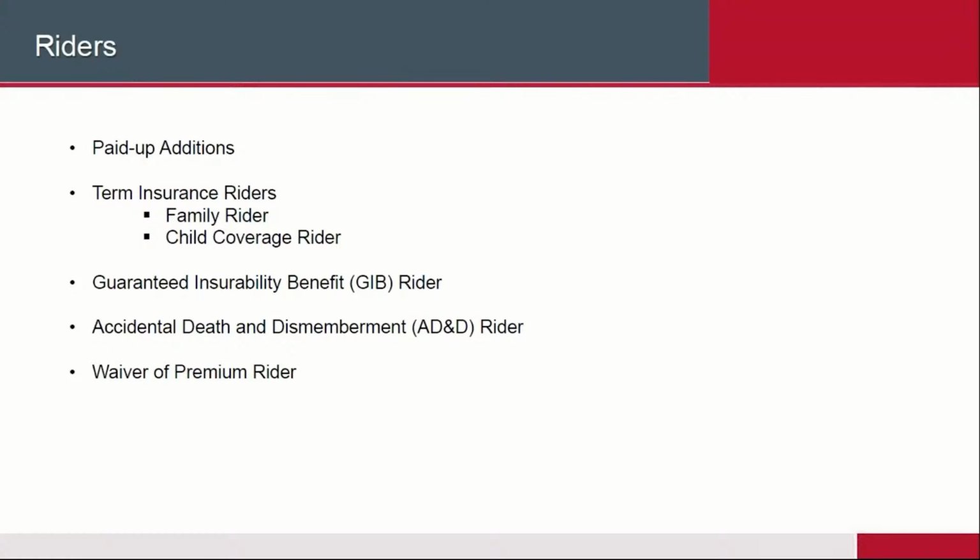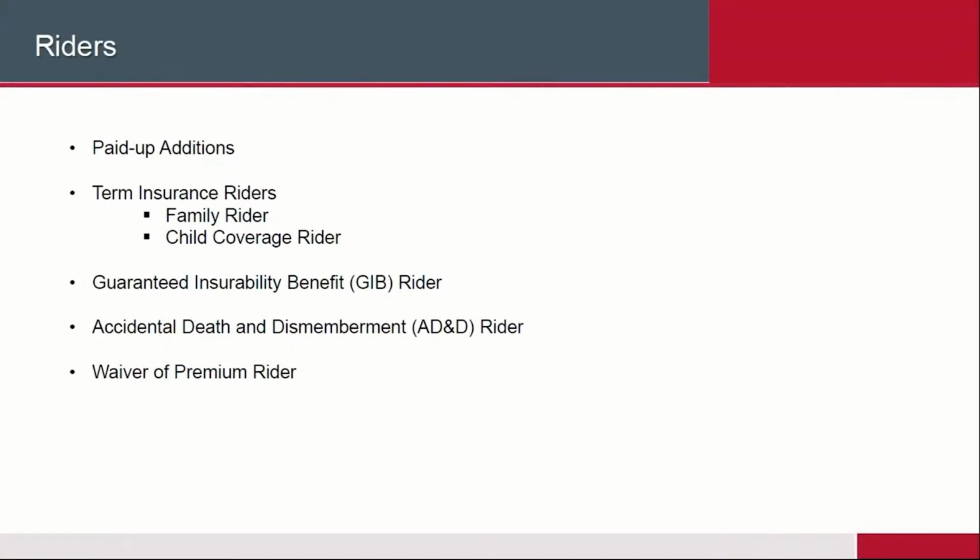You can have a family rider that insures the spouse plus the children. You can have a rider that insures only the children. So there's lots and lots of different kinds of things that you can add to these policies to tailor the product to your client's specific needs and, of course, their budget.